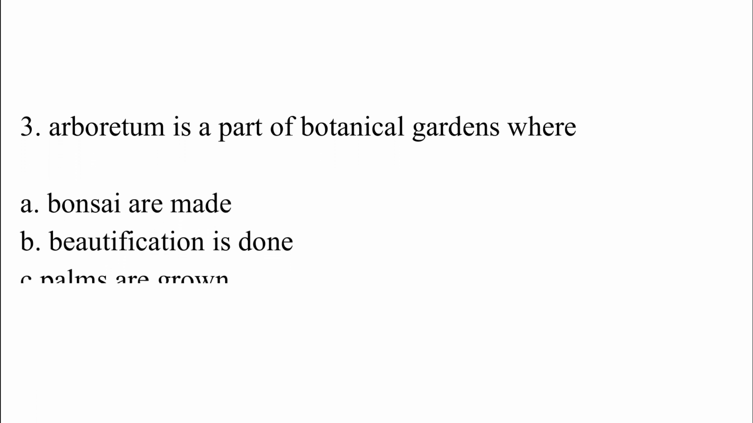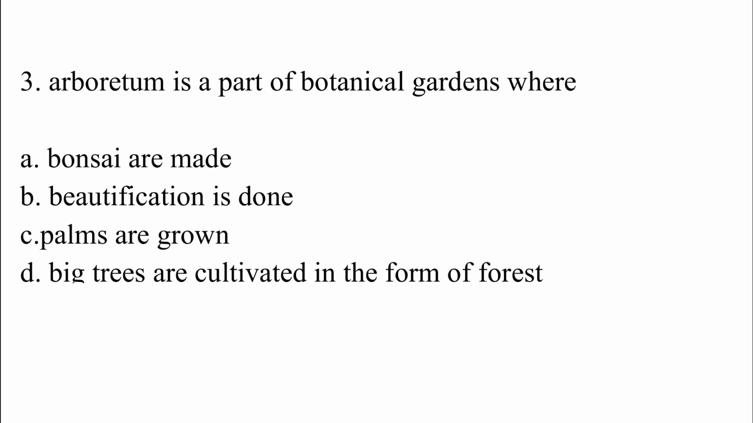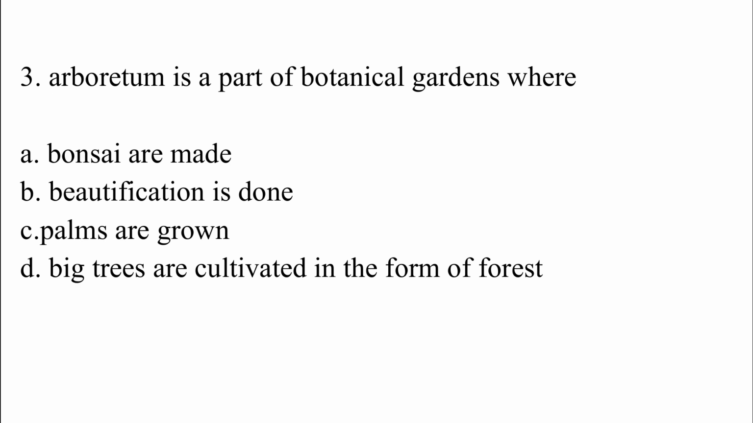Arboretum is a part of botanical gardens where option A. Bonsai are made, option B. Beautification is done, option C. Palms are grown, option D. Big trees are cultivated in the form of forest. The correct answer is option D, which is big trees are cultivated in the form of forest.